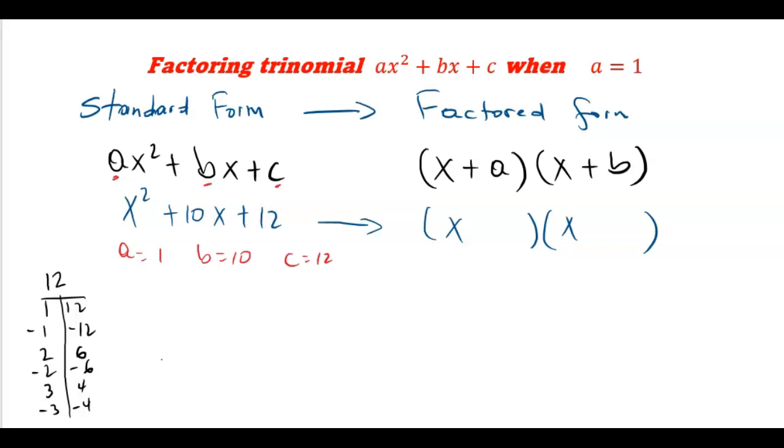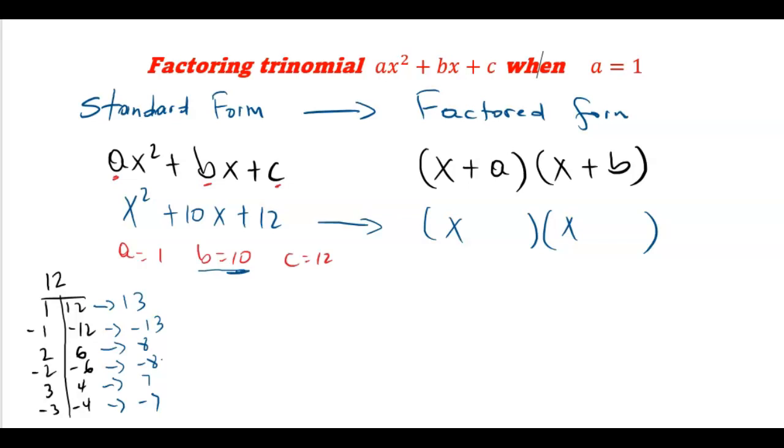So let's see which one of these adds up to +10. 1 plus 12 is equal to 13. -1, -12 is equal to -13. 2 plus 6 is equal to 8. -2, -6 is equal to -8. 3 plus 4 is 7. -3, -4 is -7. So notice that none of them add up to 10. None of them add up to 10.